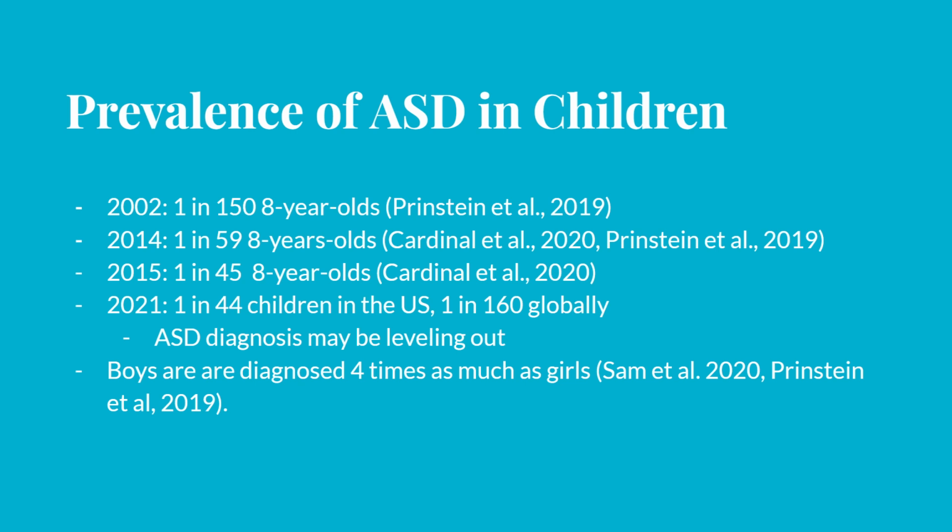Just a year after, another study reported 1 in 45 8-year-olds had ASD in the US, and most recently, a 2021 study reported that 1 in 44 8-year-olds had ASD in the US, and actually 1 in 160 8-year-olds had ASD globally. This could imply that the rate of diagnosis has begun to level out.